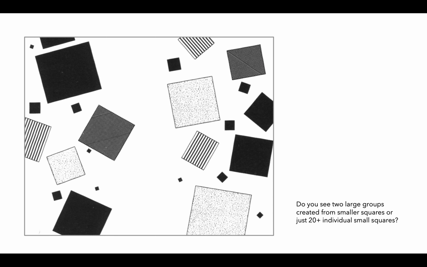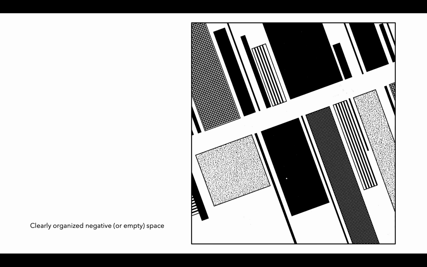So here, do you see two large groups created from similar, smaller squares? Or do you see 20 plus individuals? Well, the space in between them kind of pushes it back maybe so that you see two larger groups first. Perhaps. Because that negative space, that empty space is helpful. So how can you use that in a design?